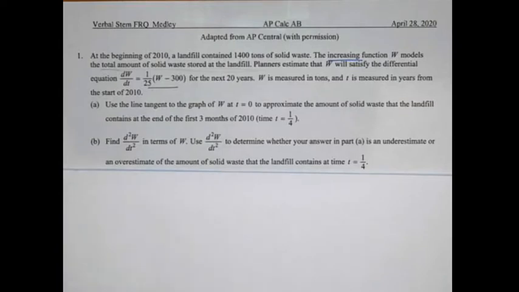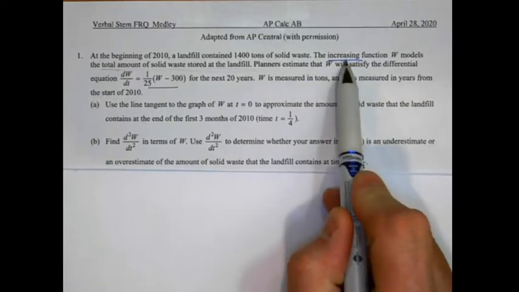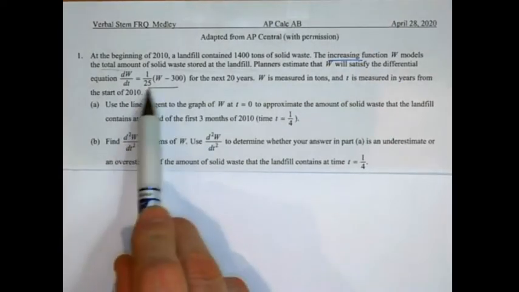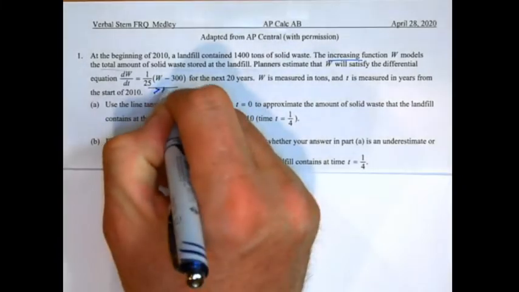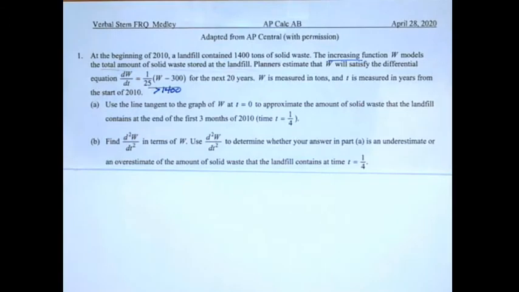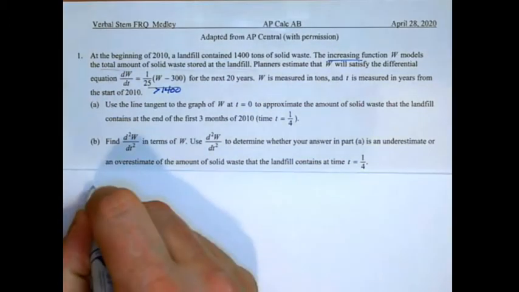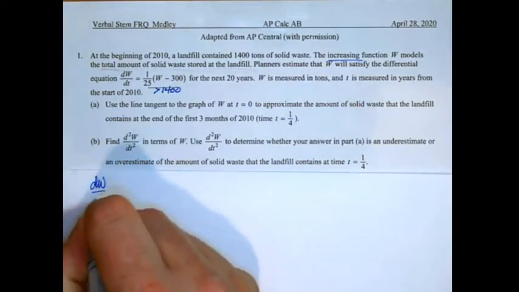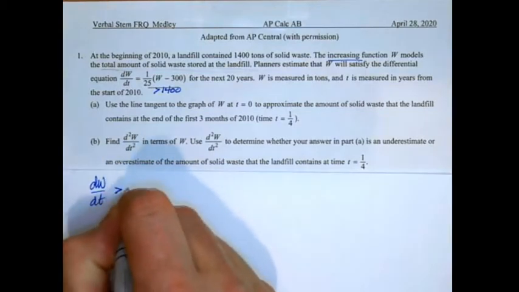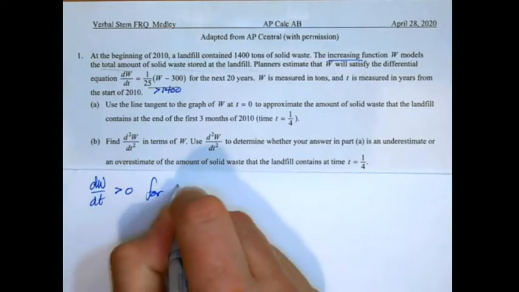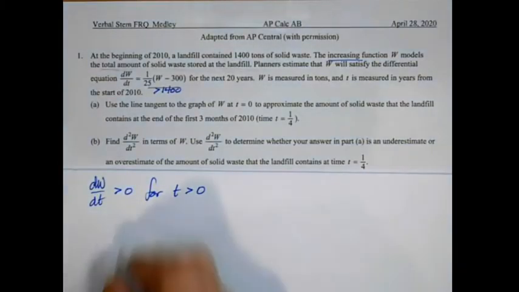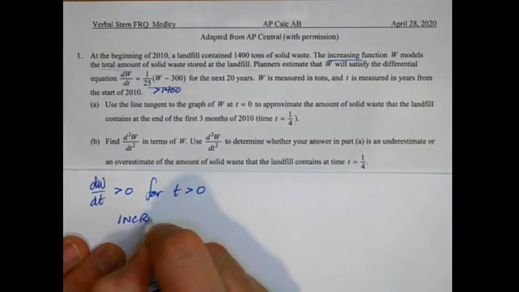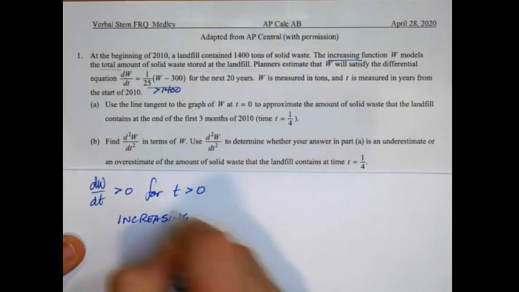If you notice, the increasing function W at the beginning tells us a lot. We know that this is increasing, and because W is greater than 1,400 always, that's going to be an increasing function. So we know that dW/dt is greater than 0 for t greater than 0. So that's one part. We know it's increasing. So we need to find the second derivative.